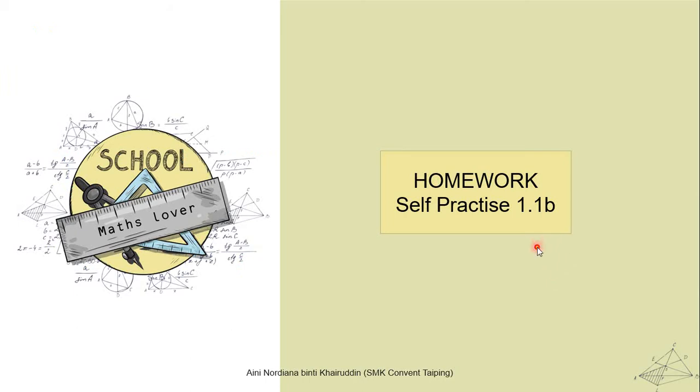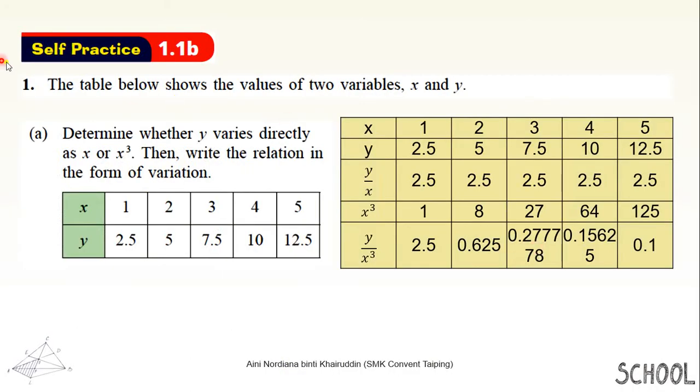Practice 1.1b. The table below shows the value of two variables, x and y. Determine whether y varies directly as x or x cubed. Then write the relation in the form of variation. Given here the value of x and the value of y. You have to draw a table like this. This is the value of x and the value of y. This is the value of y over x.